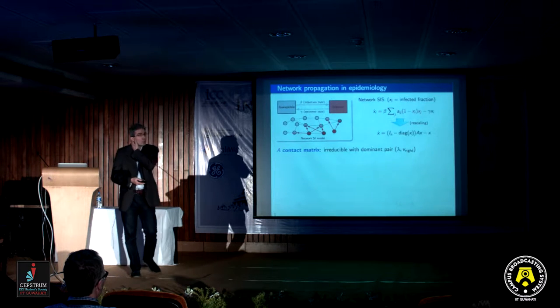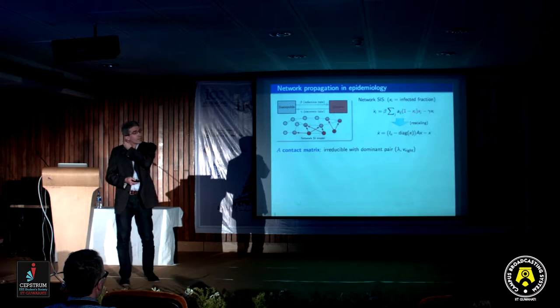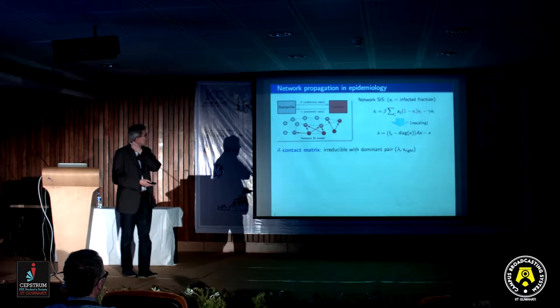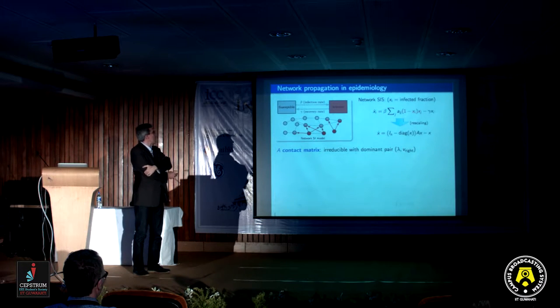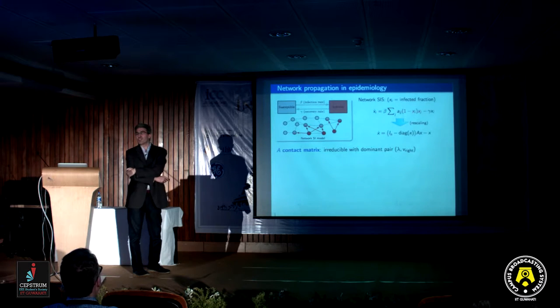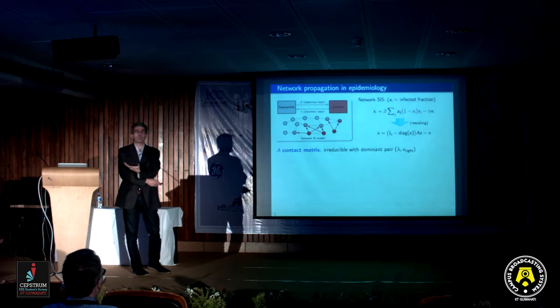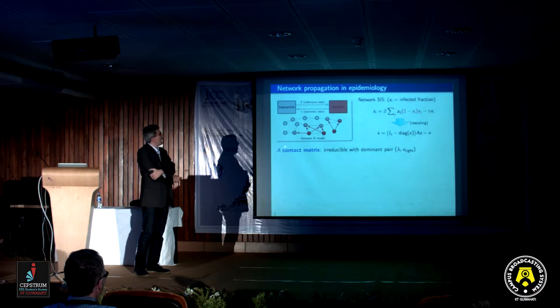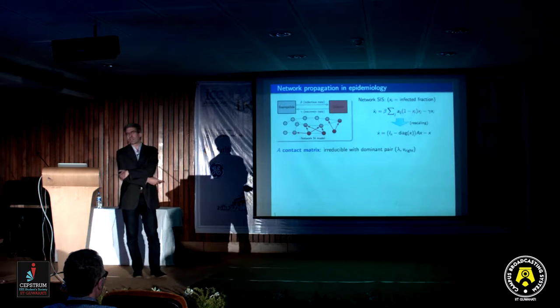Here's another example. It comes from epidemiology, where I have a nonlinear network system. Here in the illustration, I have a network, I have nodes. These are individuals that are in contact with each other. Some individuals are more infected than others, or actually, let me take a step back.